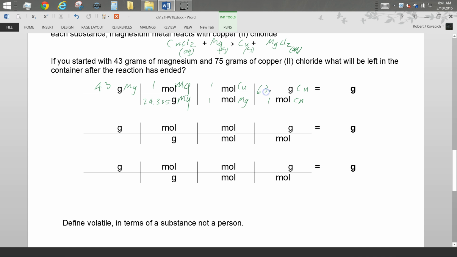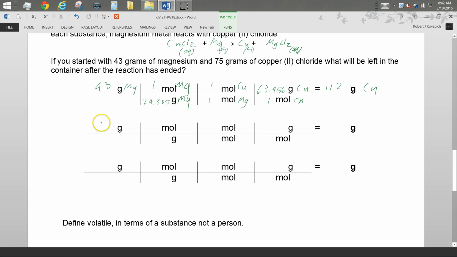63.456. Right. So you got 43 divided by 24.305 times 63.456. All right. So I got 112 grams of copper.